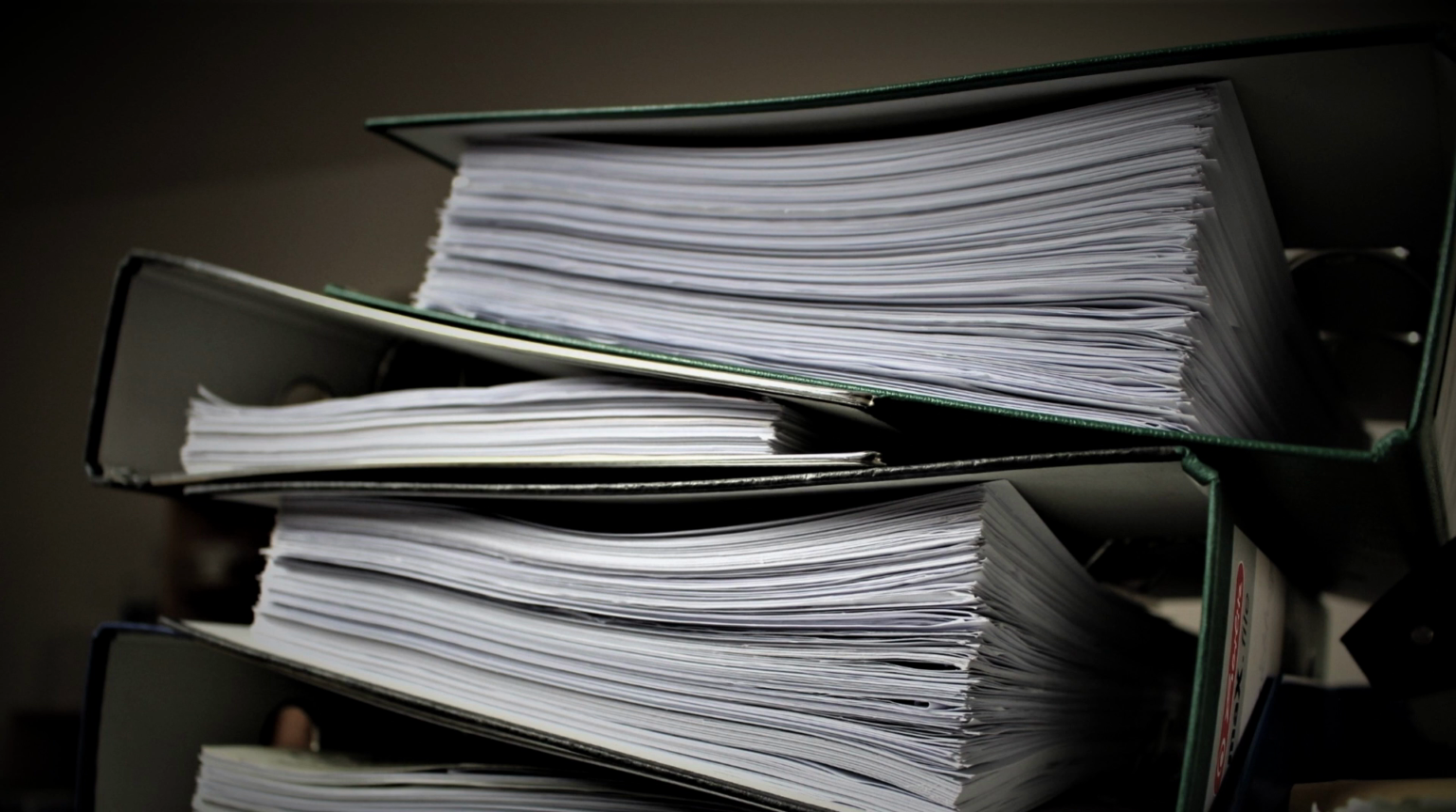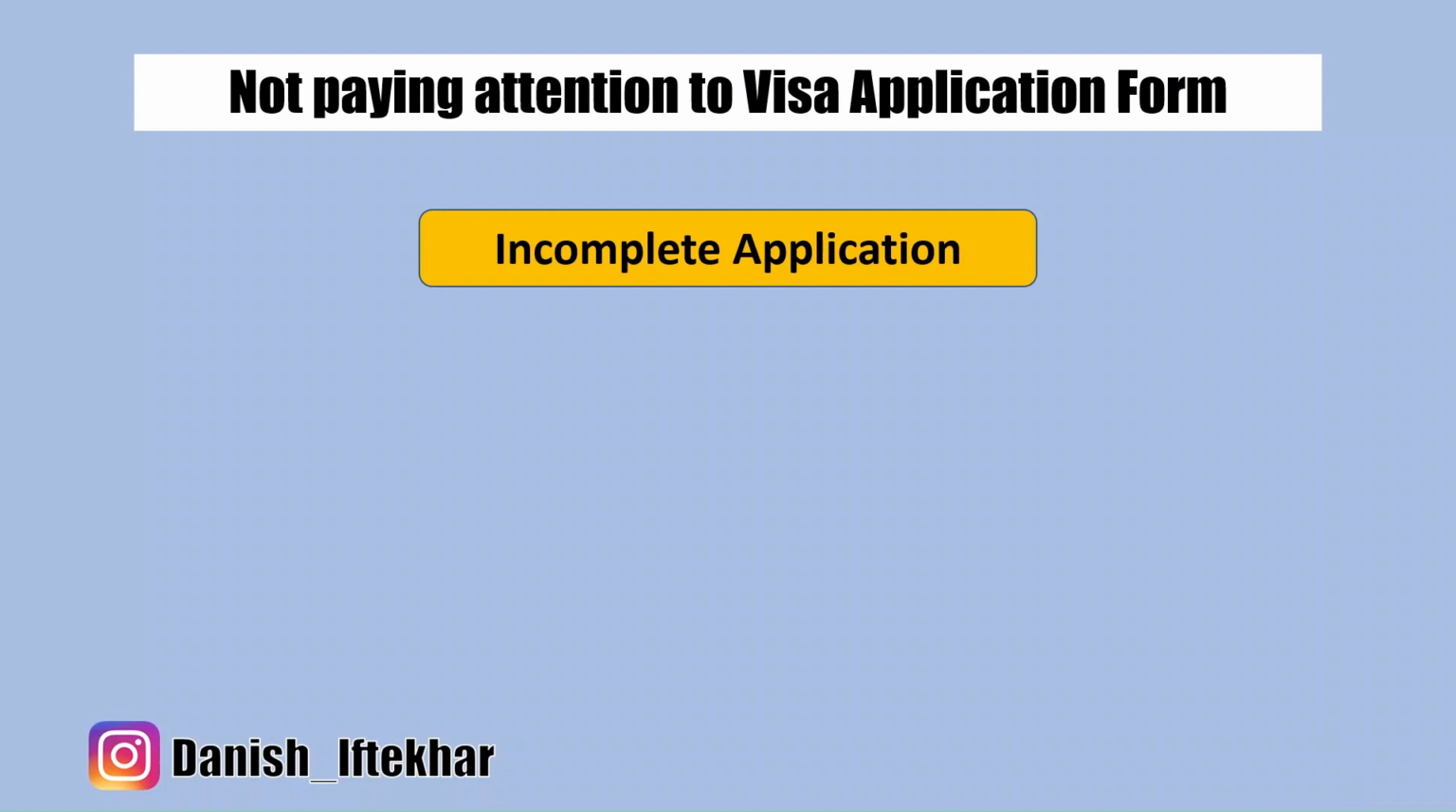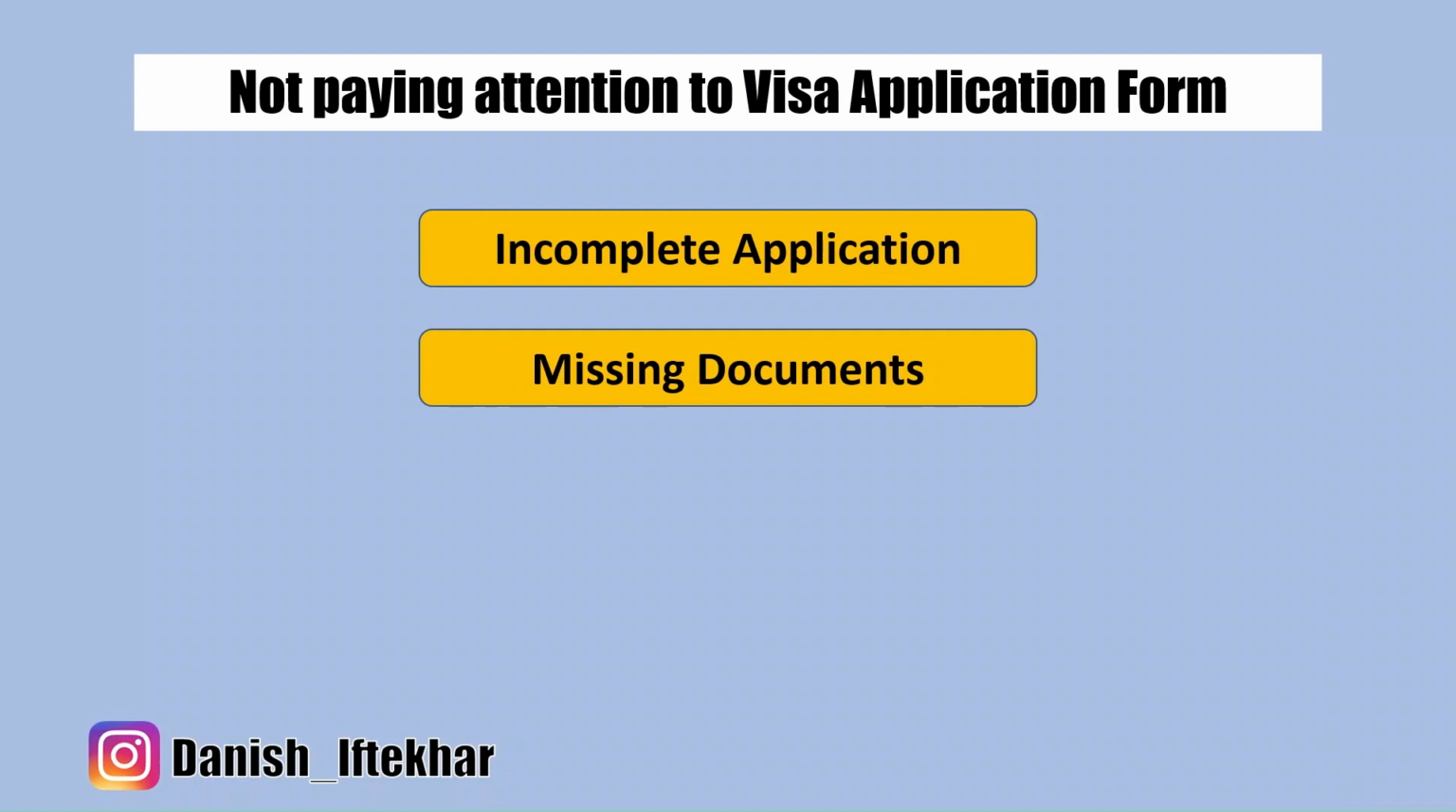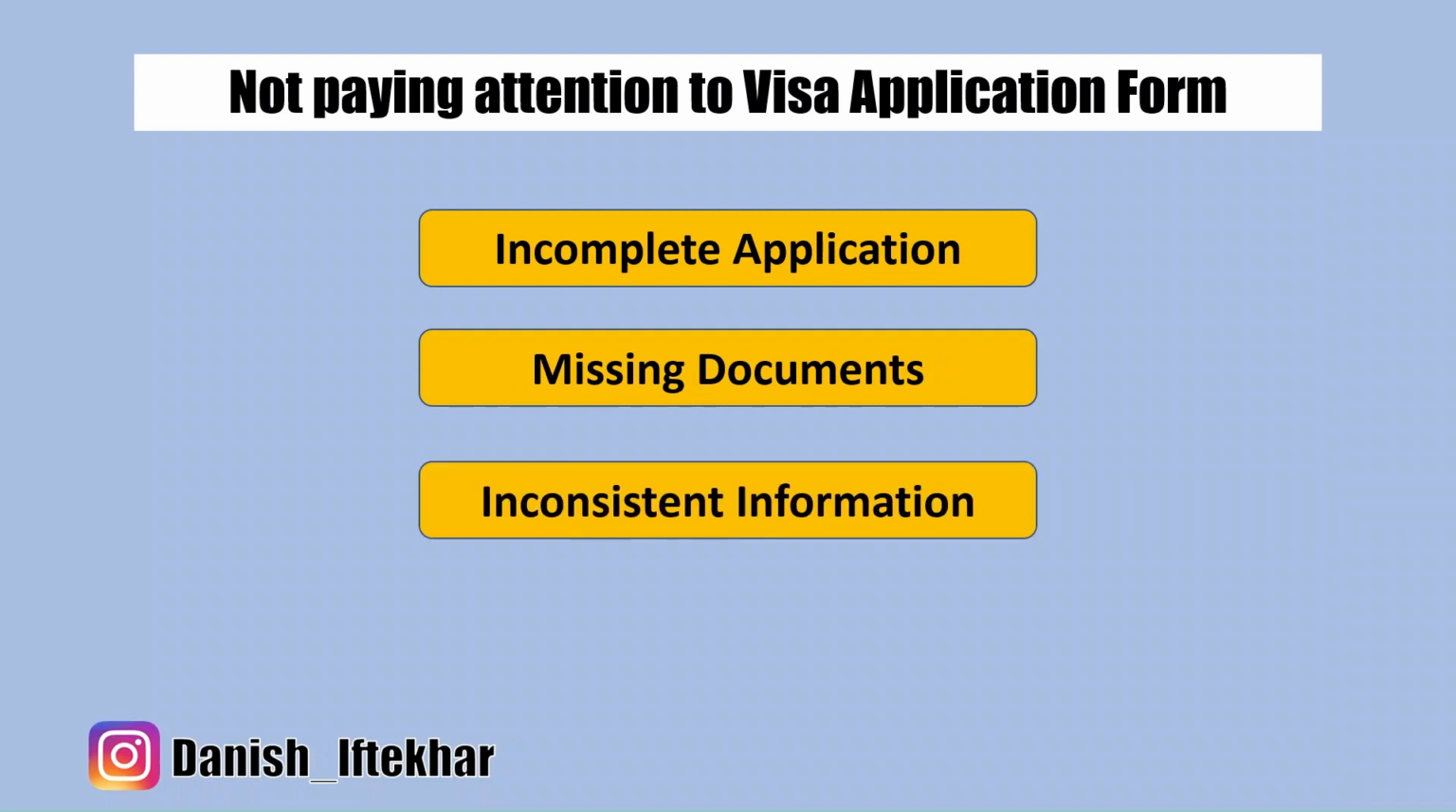Here are three mistakes that people generally make. They have an incomplete application, they have not uploaded sufficient documents, and they provide inconsistent information. What do I mean by inconsistent information? For example, take this situation. When you were filling the visa application form, you mentioned Google as your employer. At one place you are mentioning Google as your employer, and in the documents it shows Facebook as your employer. If there is any inconsistency, they are not going to approve your visa.